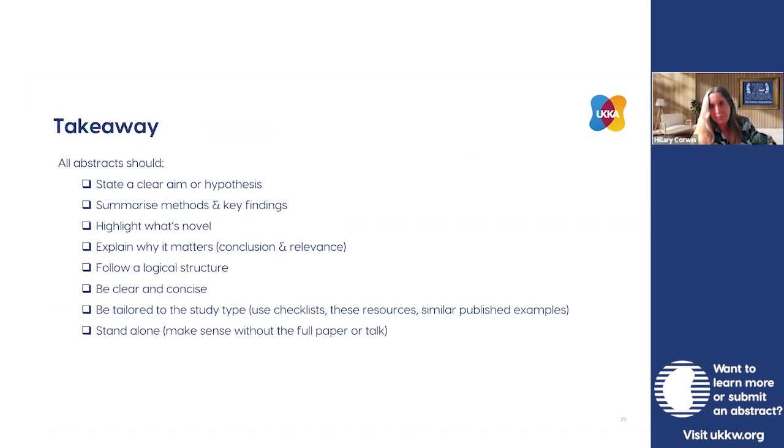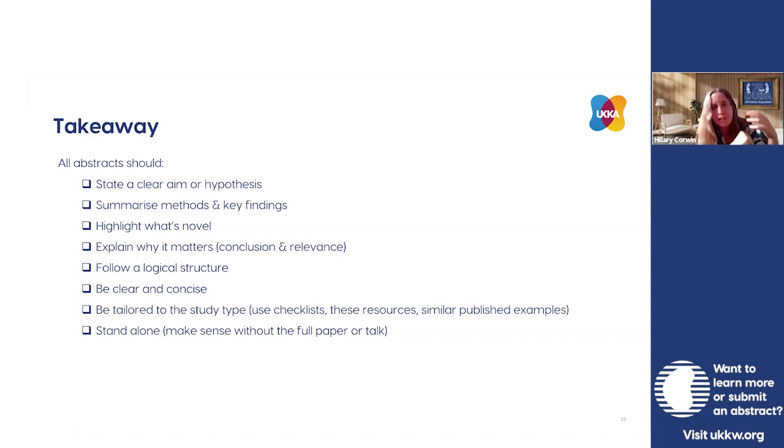Very quickly, I want to sum up what you've heard so far. So what the big takeaway on the abstracts is. Abstracts should clearly state your aim or hypothesis. They should summarize your methods and key findings. They should highlight what's novel. And I can't emphasize this enough, especially for getting into conferences and getting your work published, make sure you drive home that point of what's new about your research and why it's important.